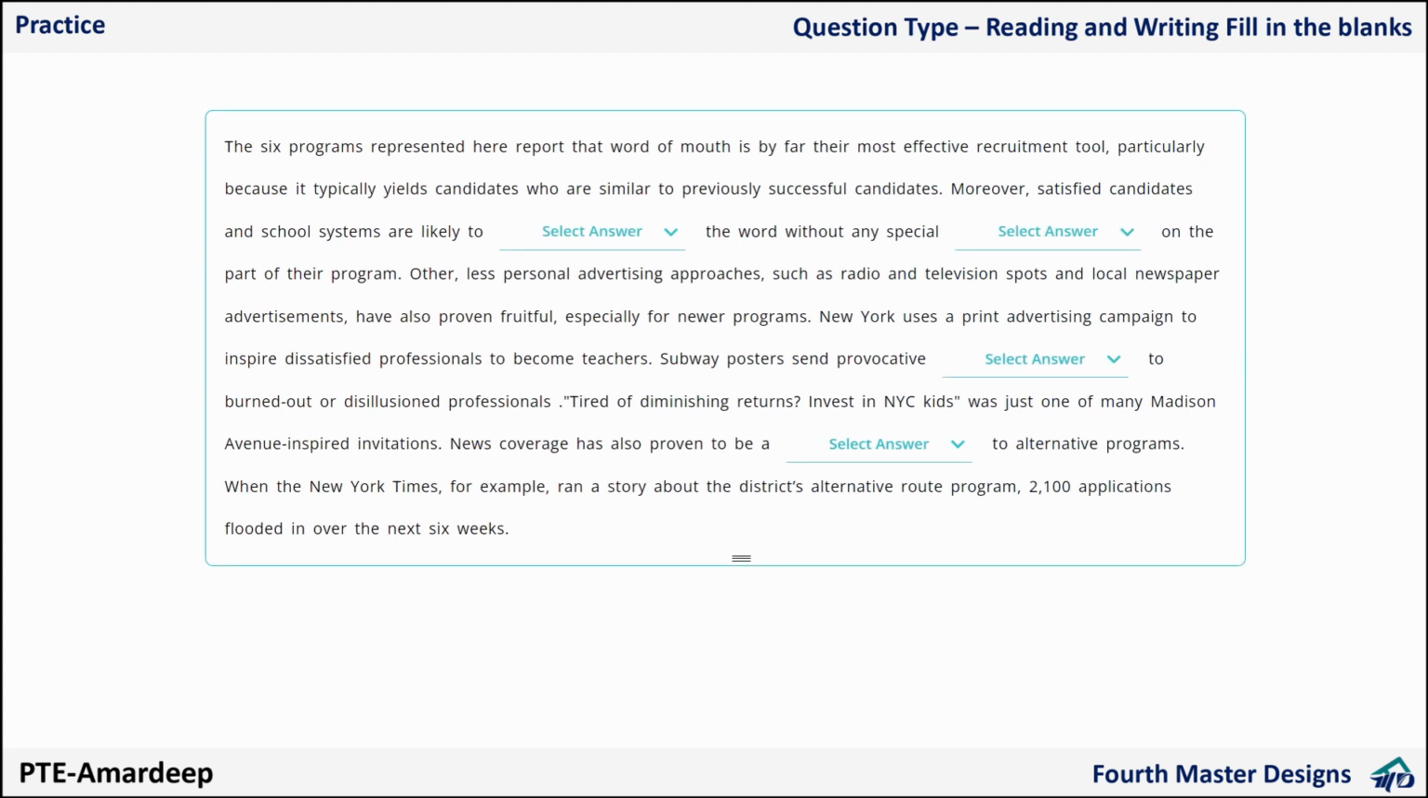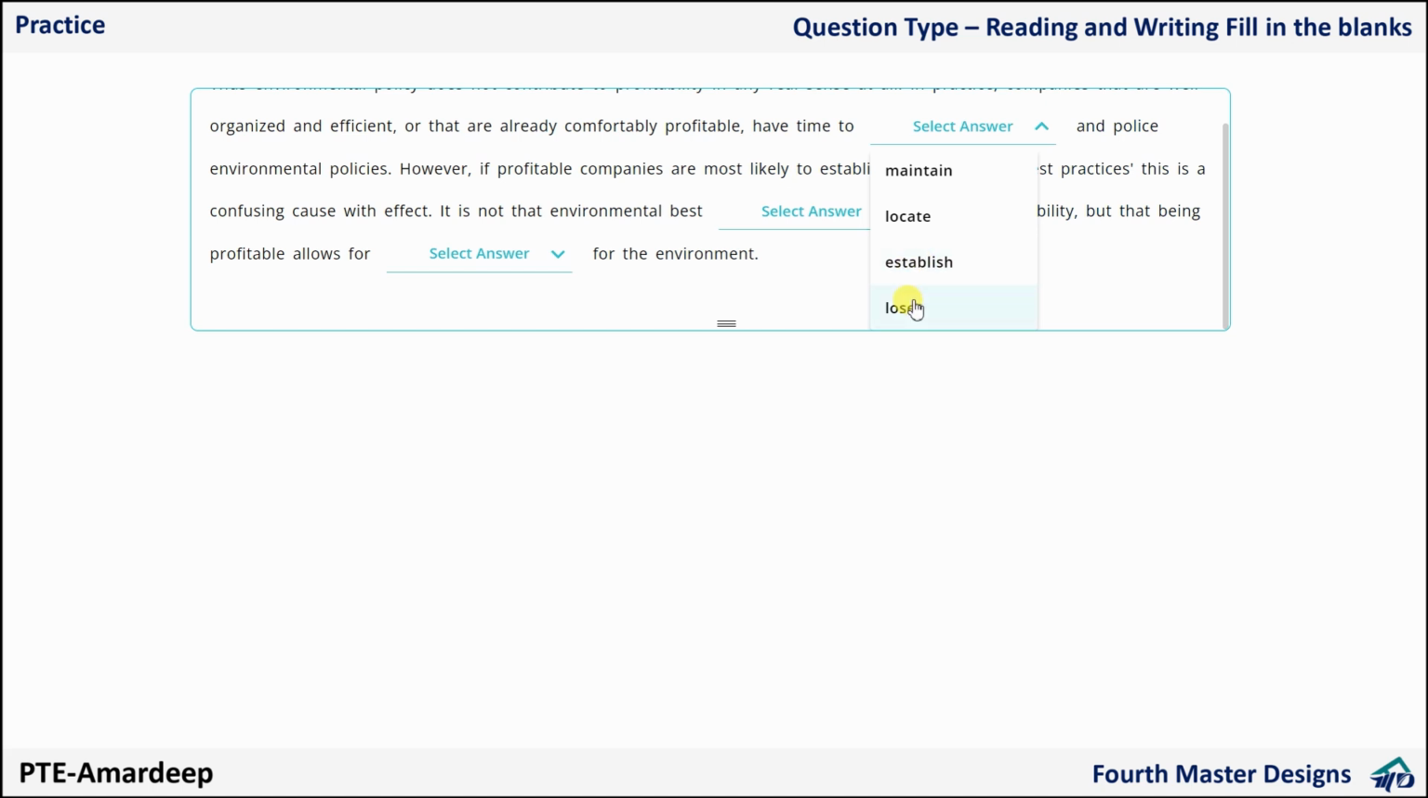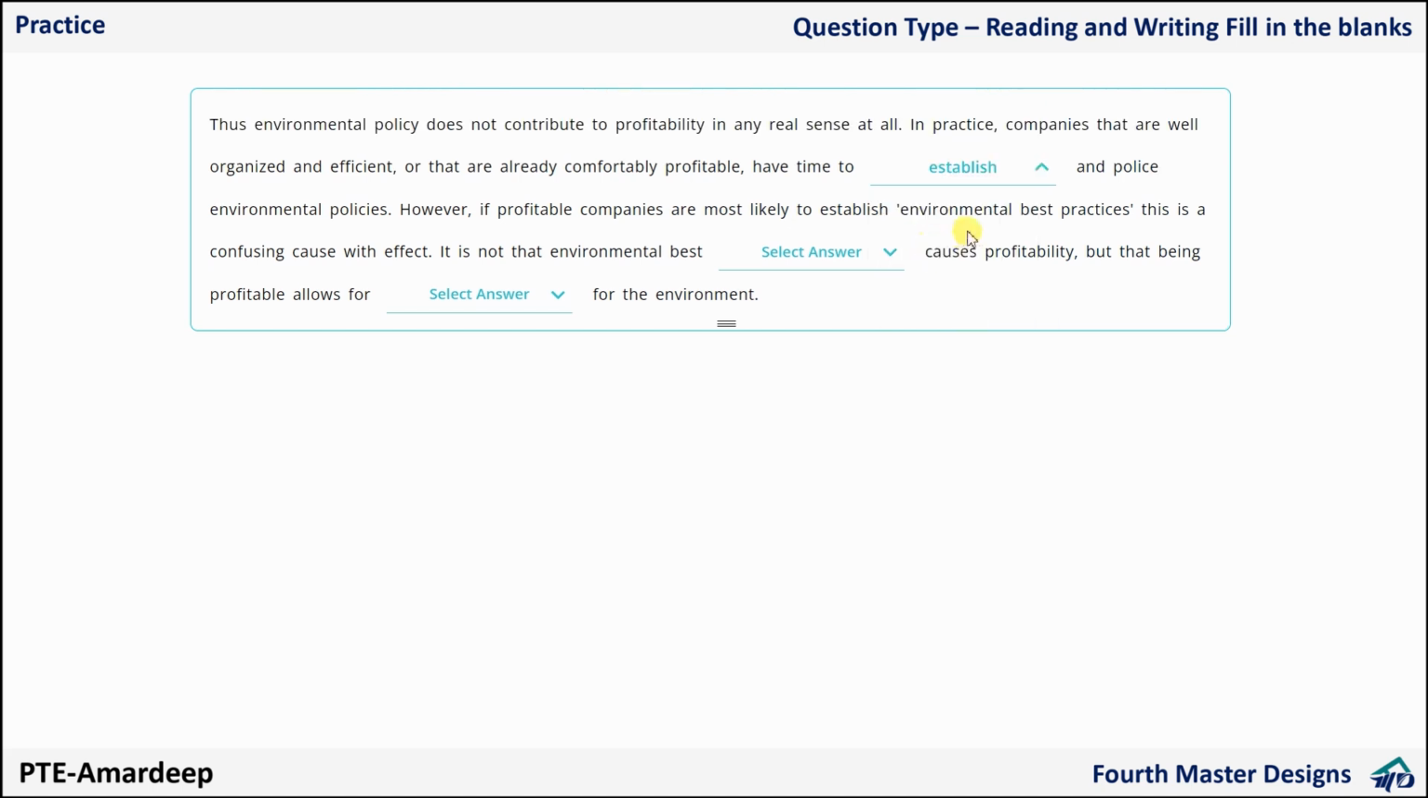Okay, let's do one more. Thus environmental policy does not contribute to profitability in any sense at all. In practice, companies that are well organized and efficient or that are already comfortably profitable have time to dash and police environmental policies, have time to think, maintain, locate, establish, lose, have time to set, have time to establish, okay, and police this one.